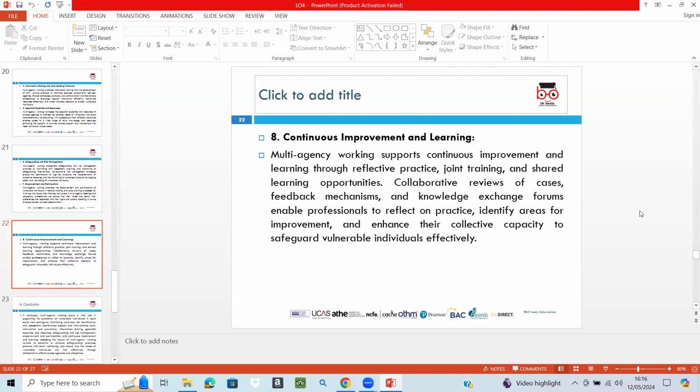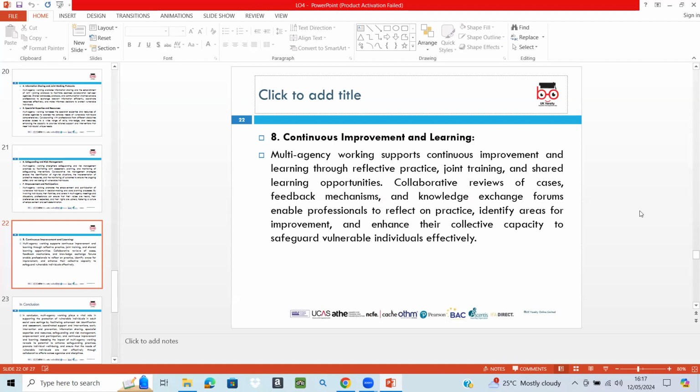And we have continuous improvement and learning. Right. So we have a continuous improvement and learning culture, and what it does is promote reflective practices, joint training, and shared learning opportunities among professionals in adult social care settings.